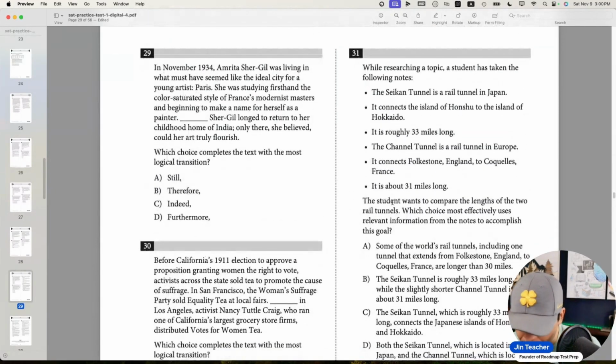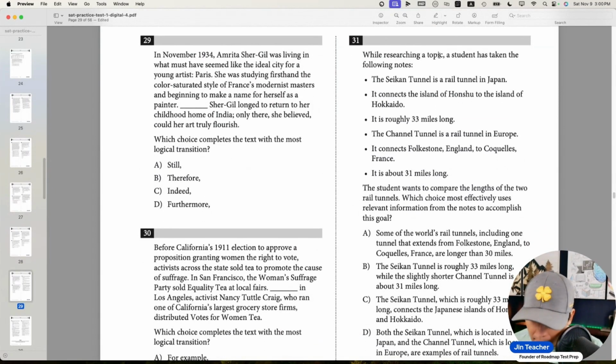Question number 31. It says, a student is taking the following notes. The Saigon Tunnel is a rail tunnel in Japan. It gives me some information about this tunnel in Japan. It connects the island of Honshu to the island of Hokkaido. So it gives me a description of the tunnel, what it connects. It is roughly 33 miles long. So this is giving me another detail about the length of the tunnel.